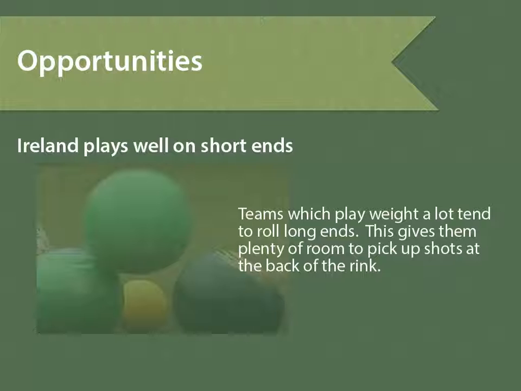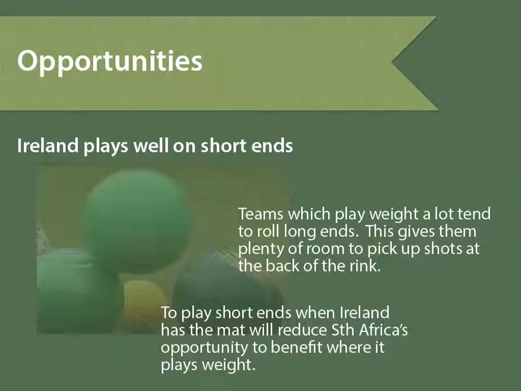Opportunities. Teams which play weight a lot tend to roll long ends. This gives them plenty of room to pick up shots at the back of the rink. Ireland plays well on short ends. To play short ends when Ireland has the mat will reduce South Africa's opportunity to benefit when it plays weight.